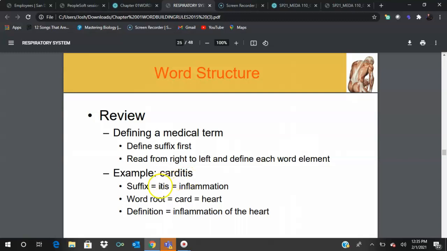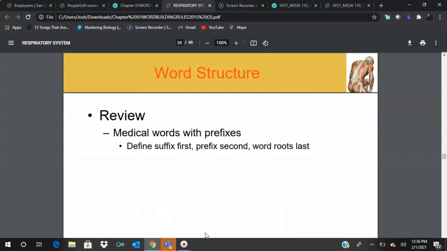So here we have the suffix itis and the word root cardi or card. When you read this word, we start with the suffix and then move to the beginning of the word. So this word is inflammation of the heart. You could say heart inflammation, but that's not prototypically what they do. They always say the suffix first, then go to the prefix, and then read the word root. If the word doesn't have a prefix, you read the suffix first and the word root last.